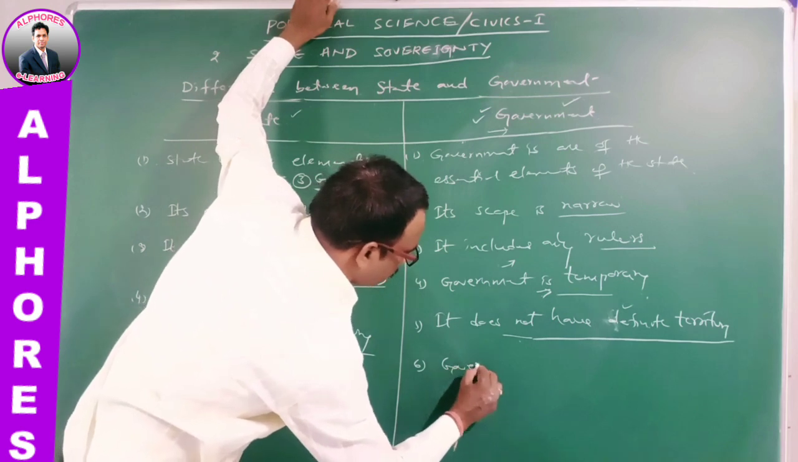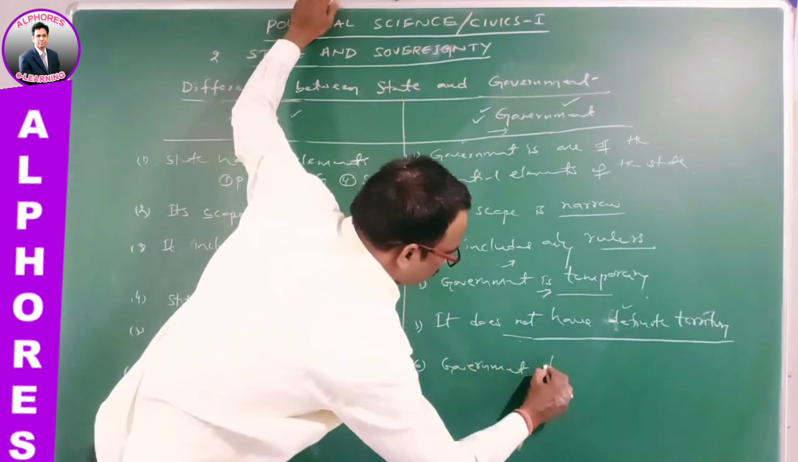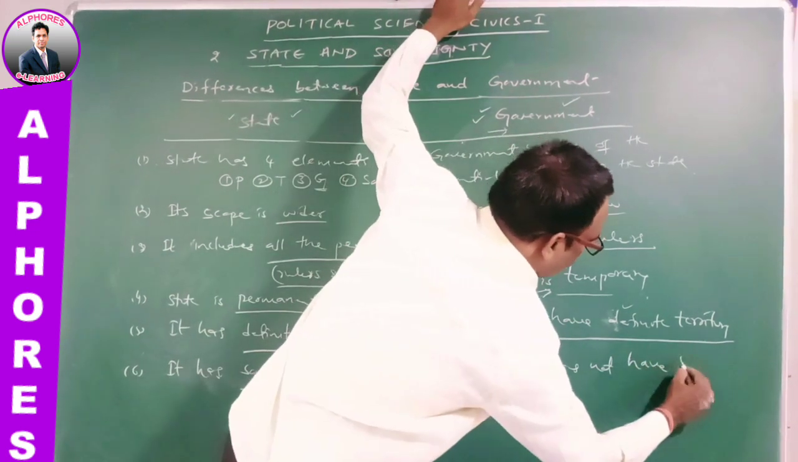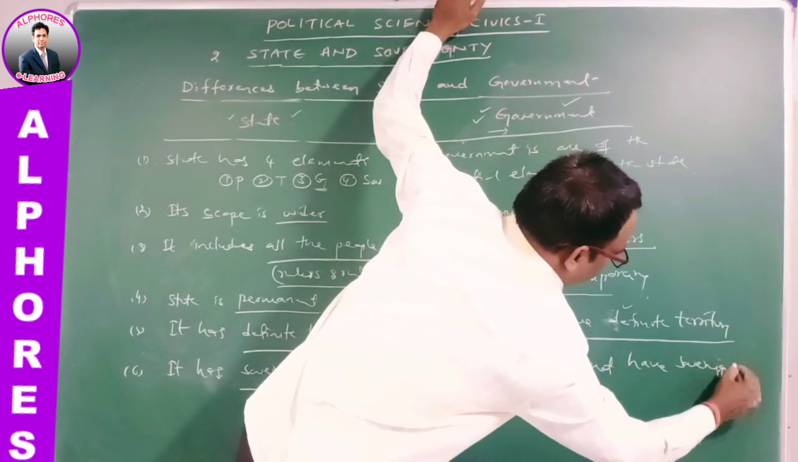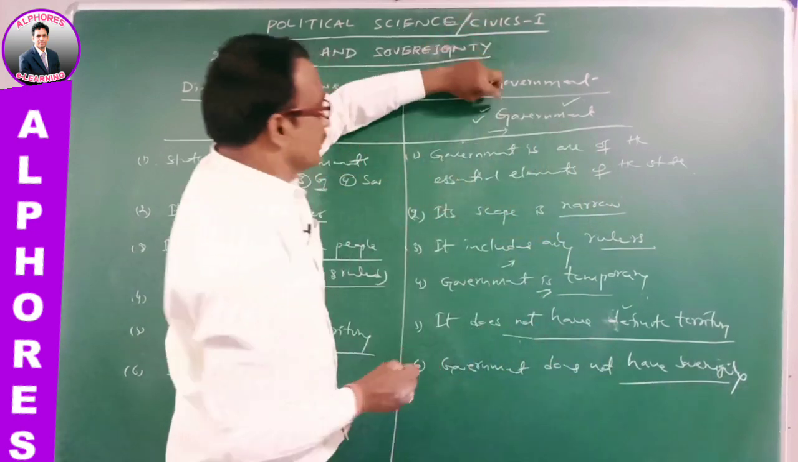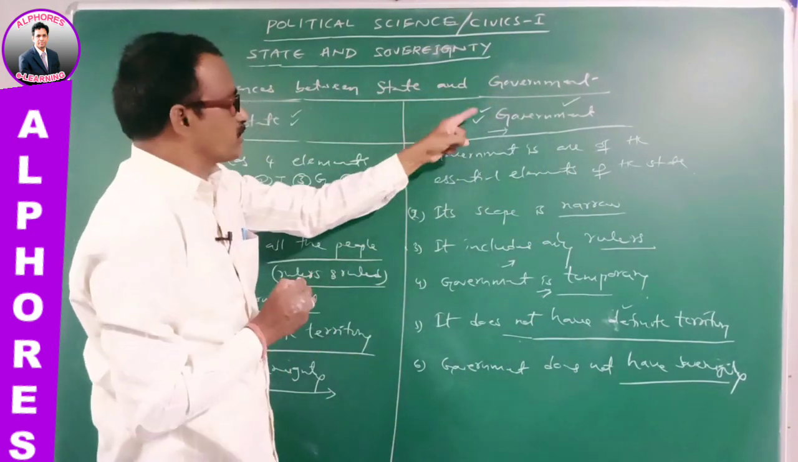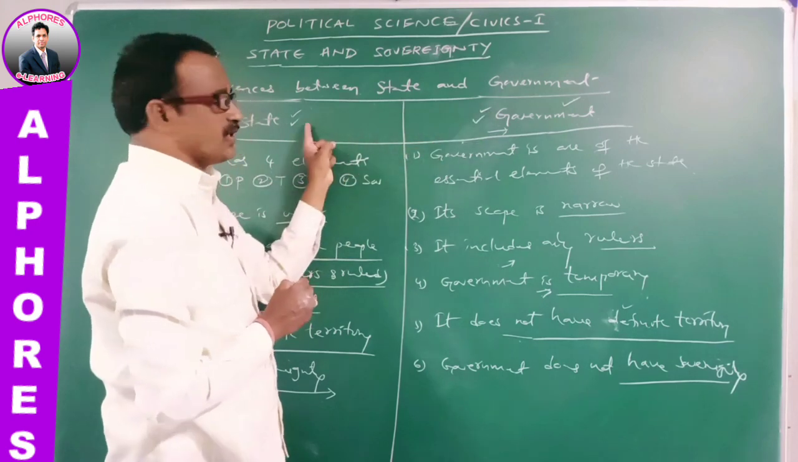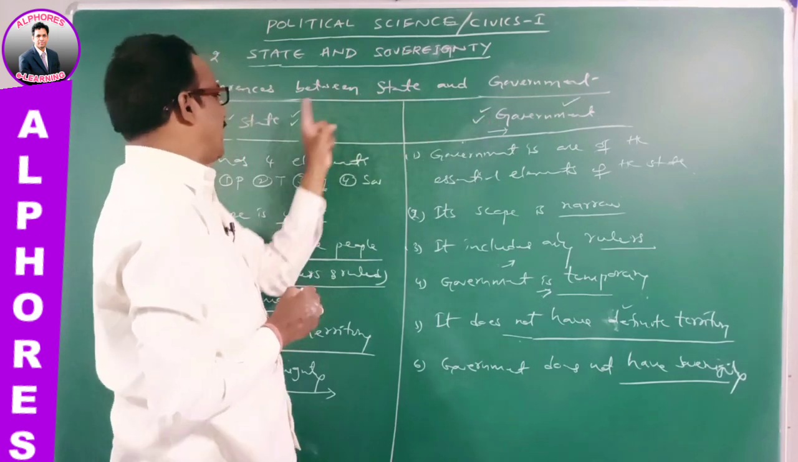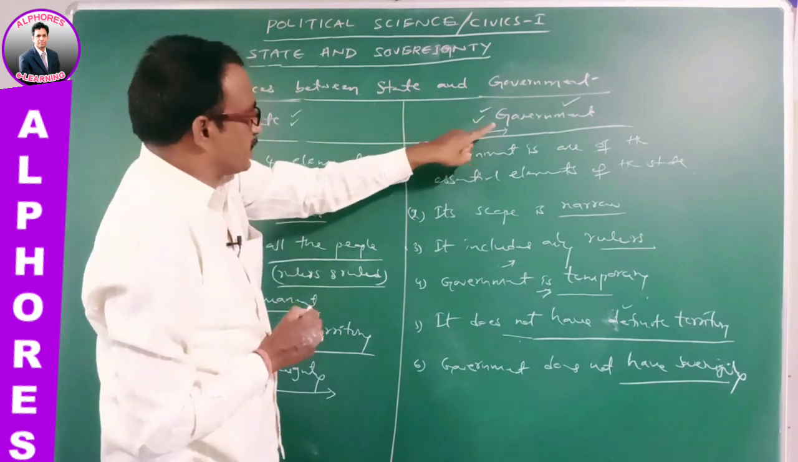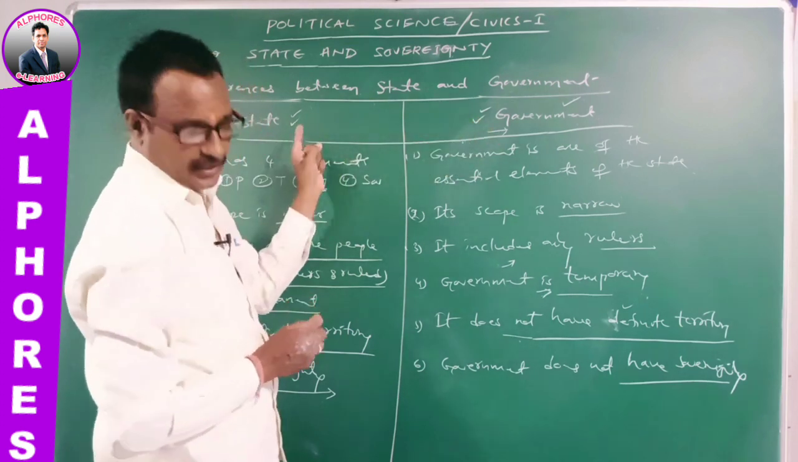Government does not have sovereignty, but government exercises the sovereignty of the state because it is the agent of the state. It performs all the activities of the state, and so it exercises the sovereign power of the state.